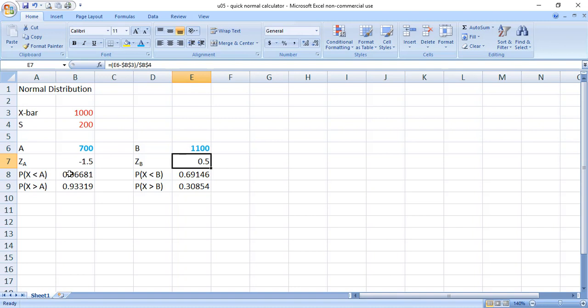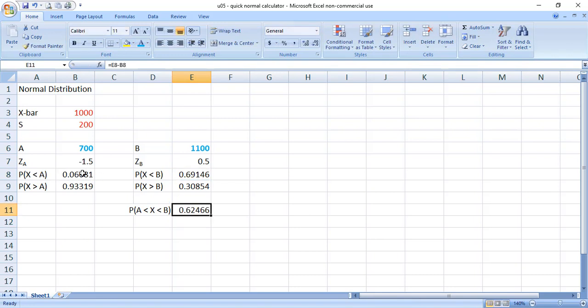Okay, so 1,100 is half a sigma to the right of that, and here are my probabilities of doing that. Now, often I want to know the probability of my x being between the a and b that I've calculated. To do that, I simply have to add the two probabilities: the tail on the left minus the tail on the left.